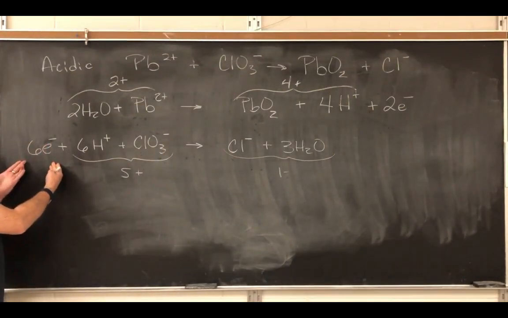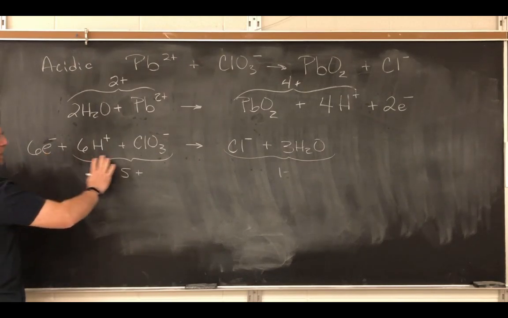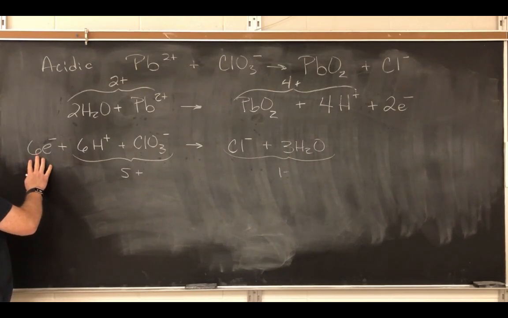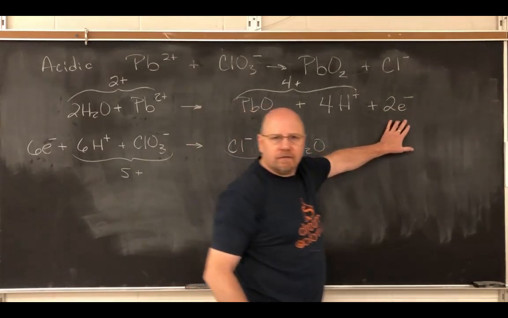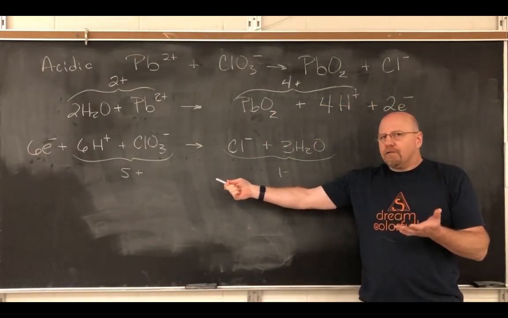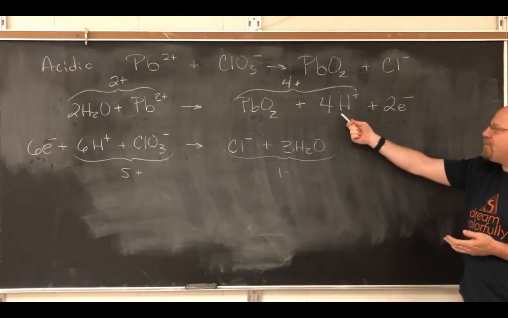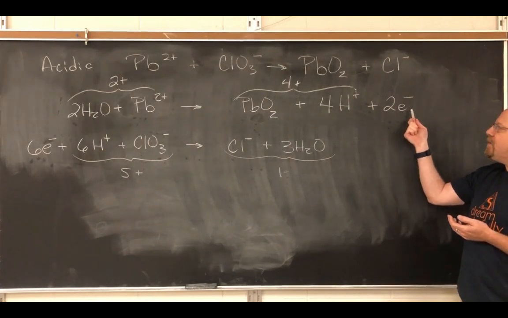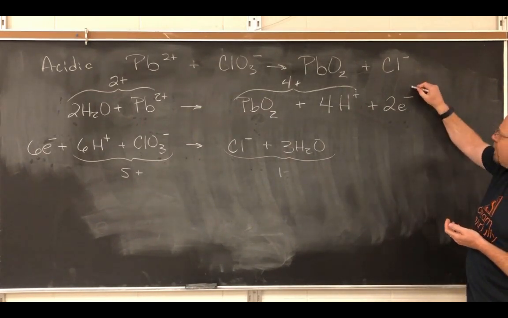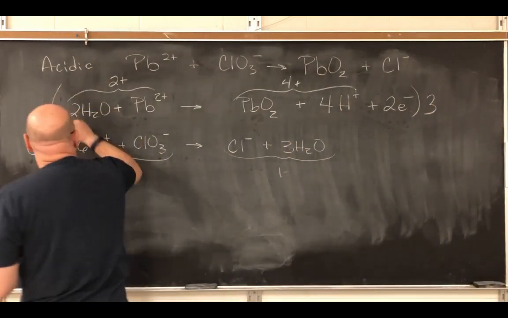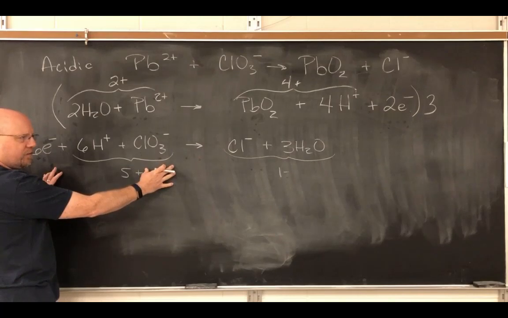There we go. So for this half reaction to take place, it must have 6 electrons. Where do those electrons come from? They come from this reaction. Now, this reaction requires 6 electrons, but this half reaction is only supplying 2, which means that this reaction must occur 3 times for every 1 that this does.